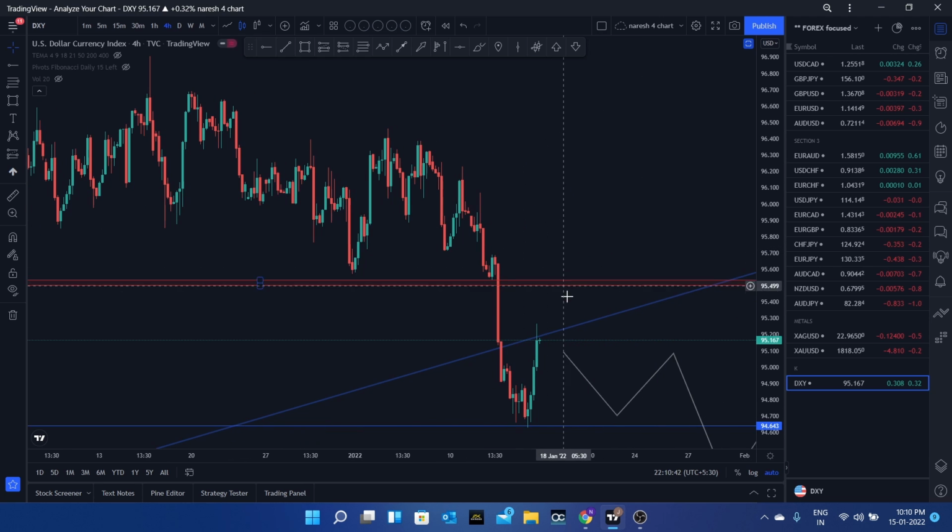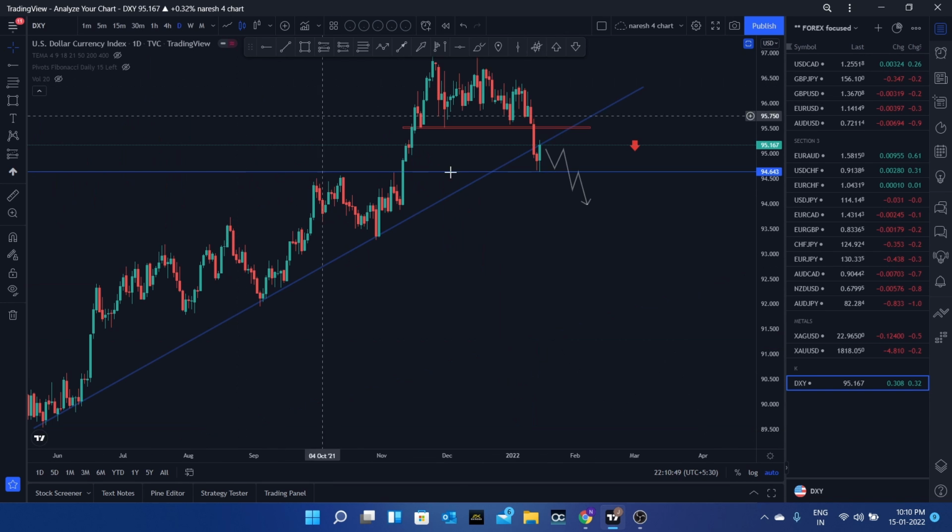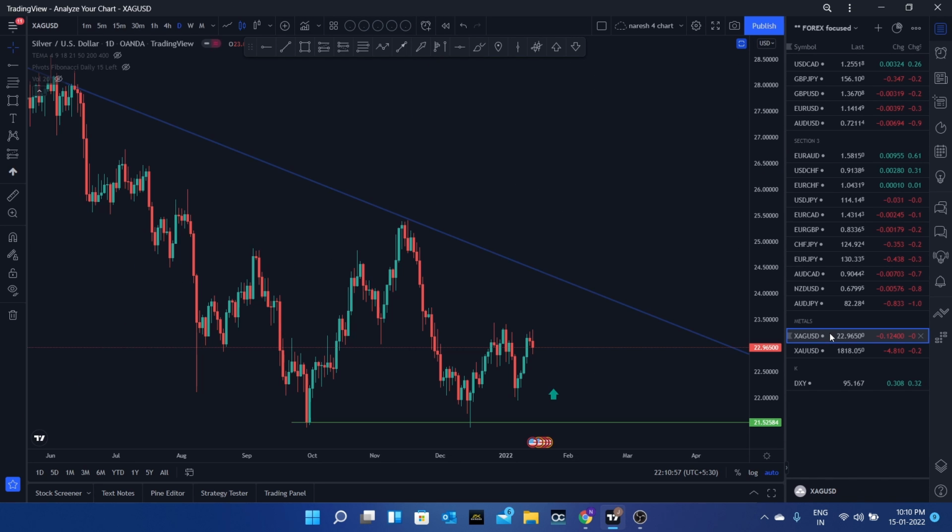Just wait for some kind of consolidation or double top and enter, guys. Don't just go and enter straight away because it is having some kind of resistance or supply zone, again and again I'm telling. Okay, so next we are going to metals, guys.